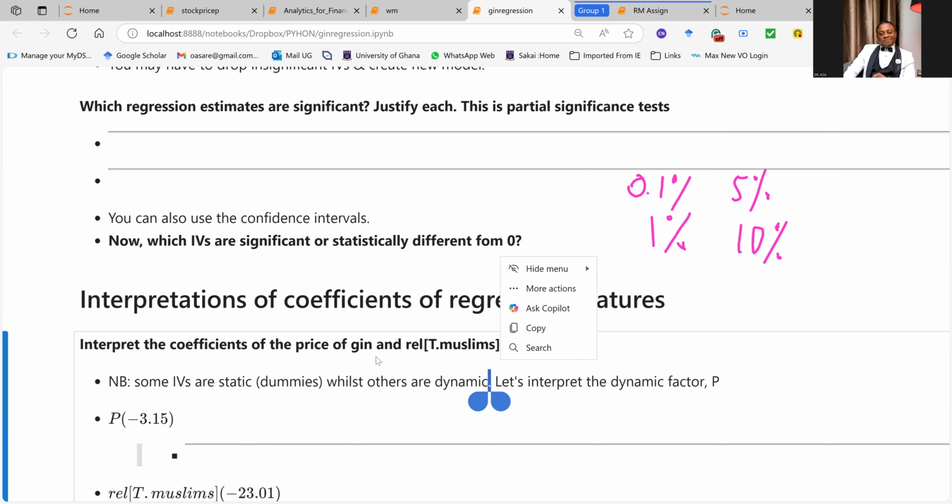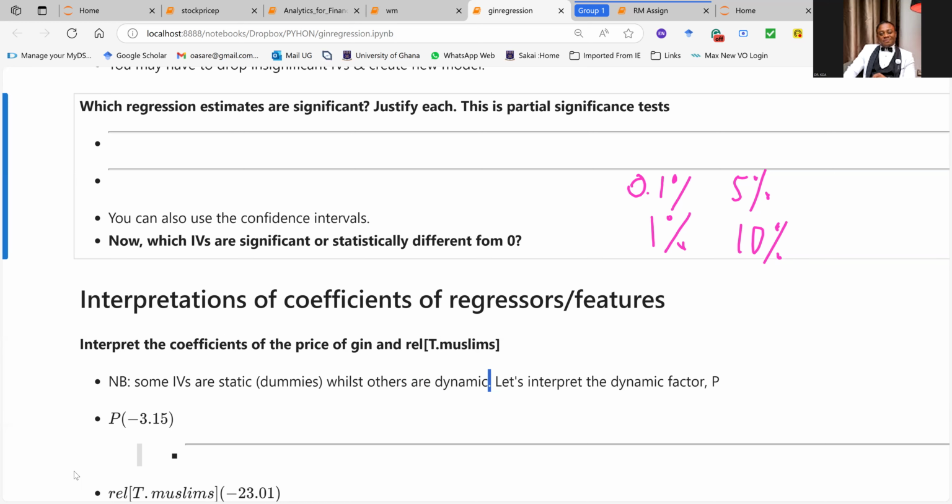Religion Muslim, a dummy variable, is a variable that is not changing. So religion Muslim is not changing. It's static. You are either a Muslim or you're not a Muslim. It's not like every year you are changing your religion. But because it's a dummy, you need to compare it with a reference category.